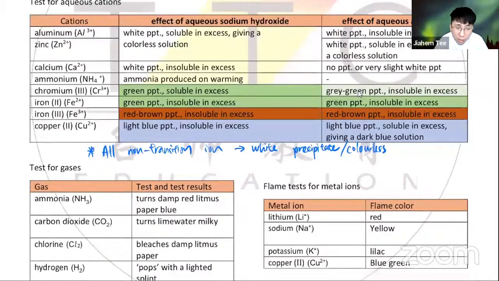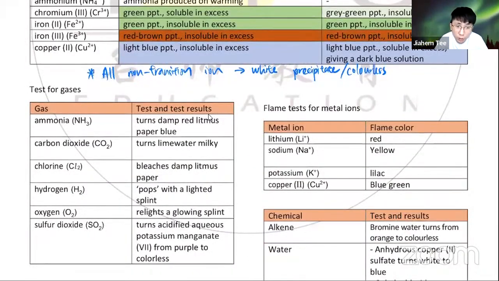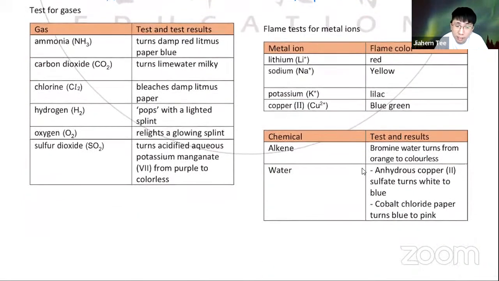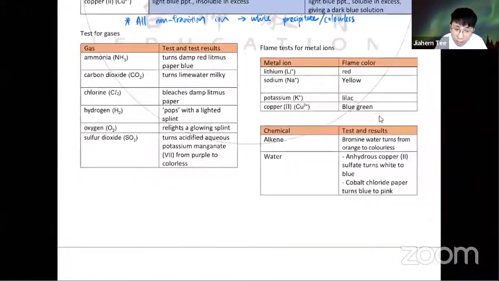Then definitely going down, some gas tests here, which you read through, some flame tests for your metal ion. And lastly, some extra ones. So if you want to test for alkene, you add bromine water. If you want to test for water, we add anhydrous copper(II) sulfate. Or the other one is the cobalt chloride paper, which turns from blue to pink. So make sure, guys, these are all the test results.